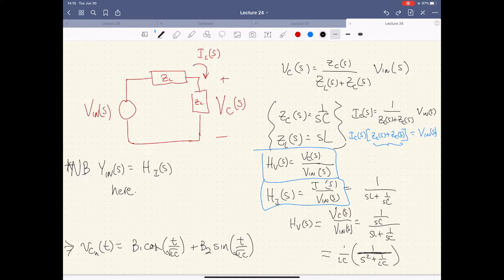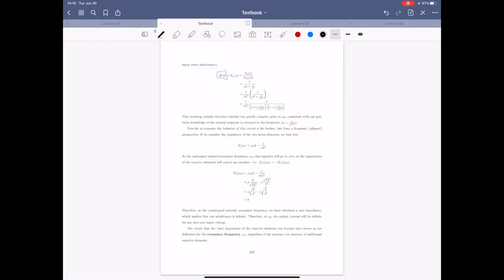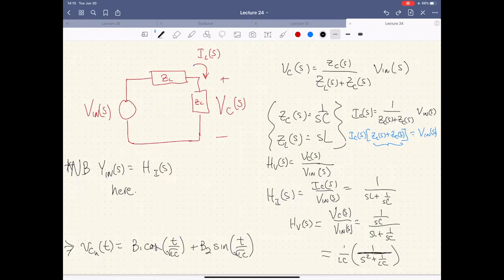Now, what's the problem with that? Well, the problem is that the book, if you look here, has this expression. This is correct. It's consistent with what we've derived here. Right? This is just Z_L plus Z_C. Yeah? Okay, but the issue is then the next step shows you this.